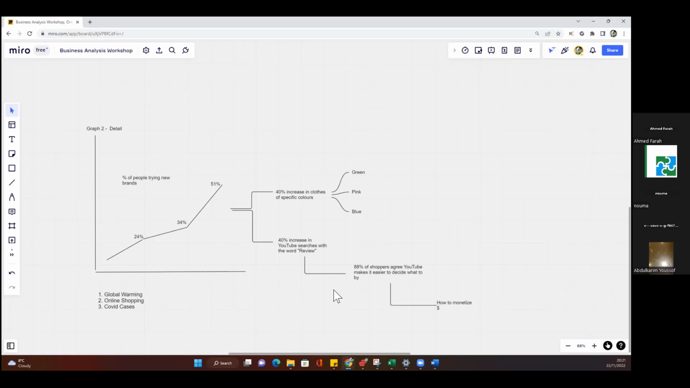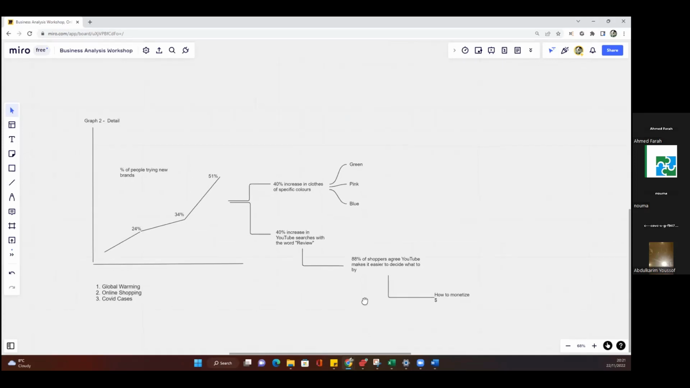So for example, let's say you're a business analyst. Put yourself in the mind of a business analyst. Give me some ideas on how you can monetize this, based on that. I'll explain some examples. How can you monetize this? Any ideas?